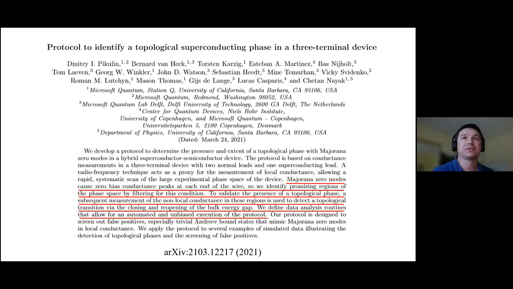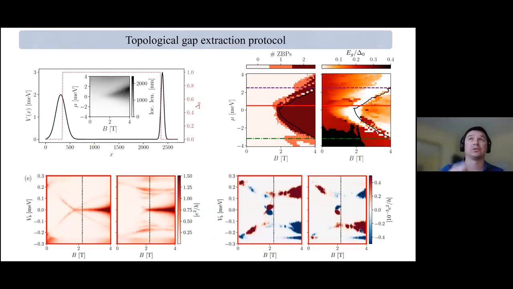So this is the protocol that we put forward recently, and again, the idea is that we can use data analysis routines that allow for automated and unbiased execution of this protocol, and gives you the opportunity to screen out false positives that we discussed in the previous session. So let's see how it works.